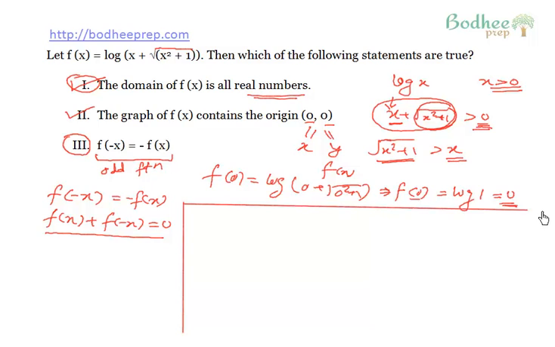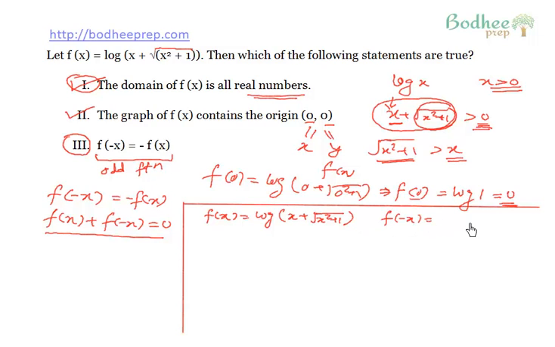this function, whether it is odd or not. So we have been given that f of x is log of (x plus under root of x square plus 1). So f of minus x would be log of (under root of x square plus 1 minus x), right? Minus of x whole square is basically x square, so I have just rearranged it in this format.